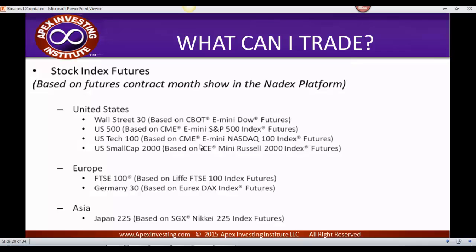All right. So for stock indexes, for the U.S., we've got the Wall Street 30, which is the E-mini Dow, the U.S. 500, which is the E-mini S&P, got the U.S. Tech 100, which is the NASDAQ 100, U.S. Small Caps, which is the E-mini Russell. For European sessions, we've got the FTSE 100 and the Germany 30. Okay. At nighttime, we do have the Asian markets. We've got the Nikkei, however you want to say it, Japan 225. All right. So those are the different stock indexes that Nadex does offer binaries on.